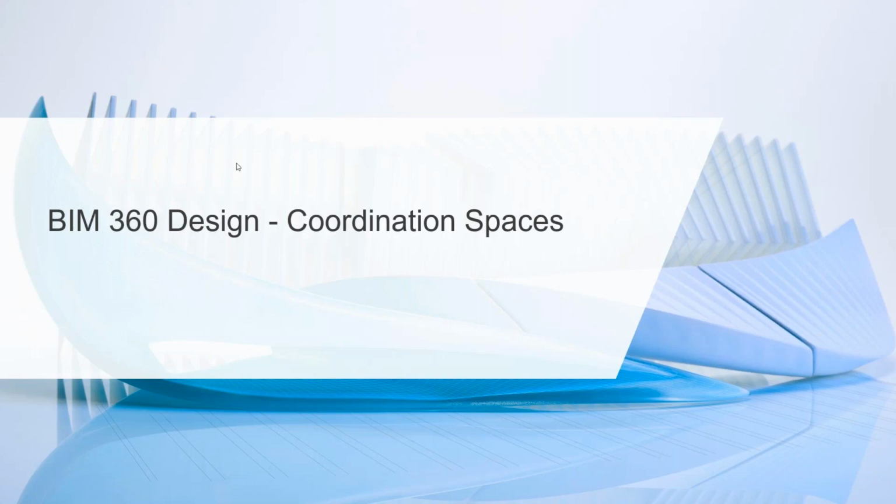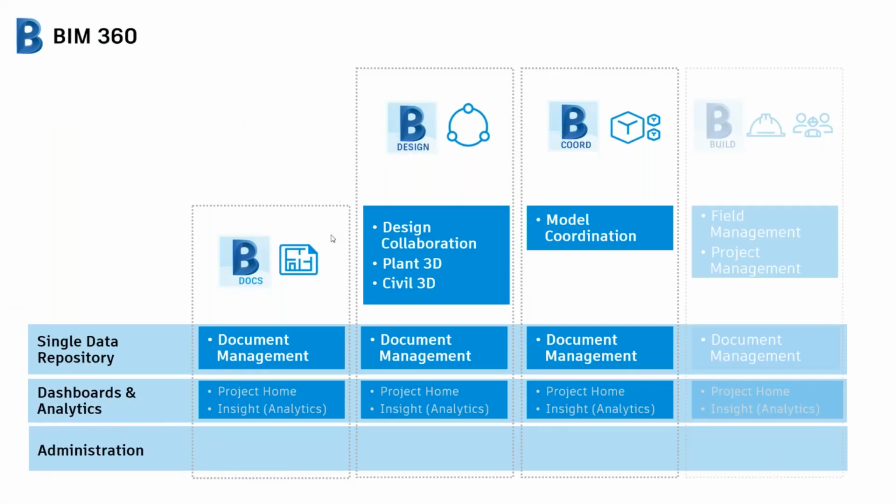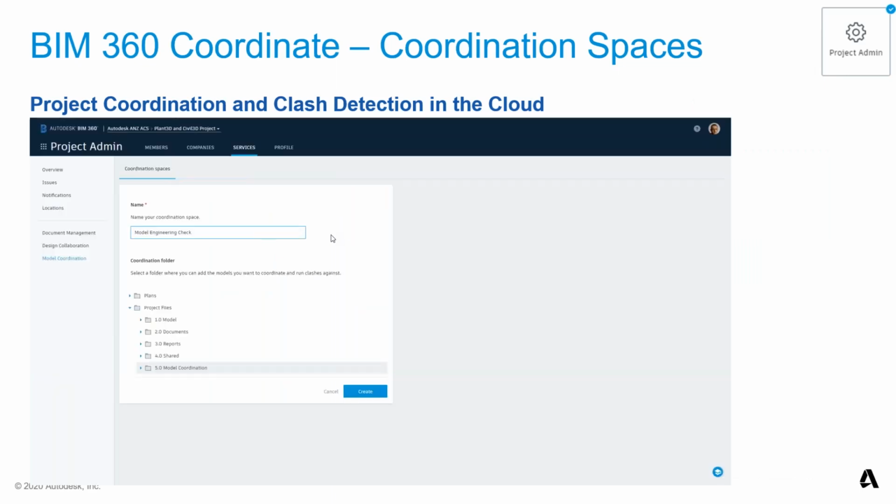But there are some additional workflows that you could make use of. First of all, the compare function, where you can compare your actual file version with the previous versions to see what changed. That is something I'm not going to show here. You could also use the clash detection, where you could use Revit files and Plant 3D files. You put them together in a folder and declare this folder as a coordination space in BIM 360 Coordinate. That's called model coordination.